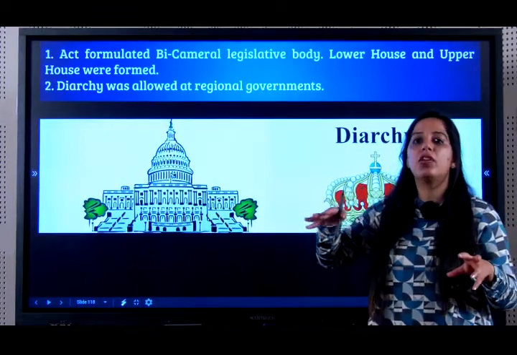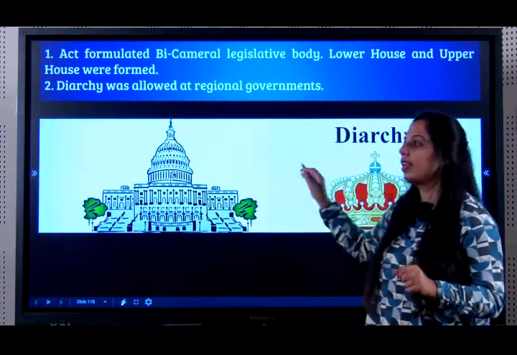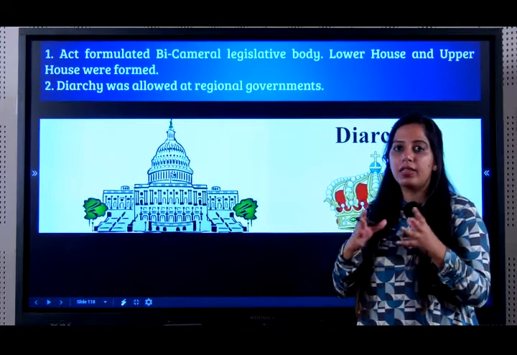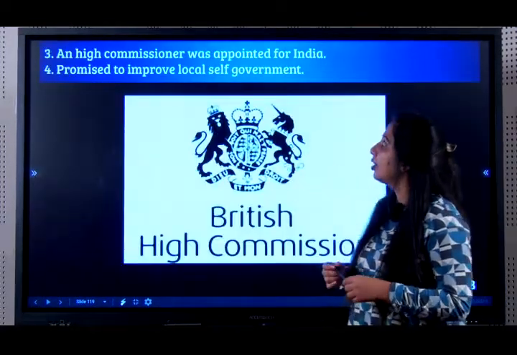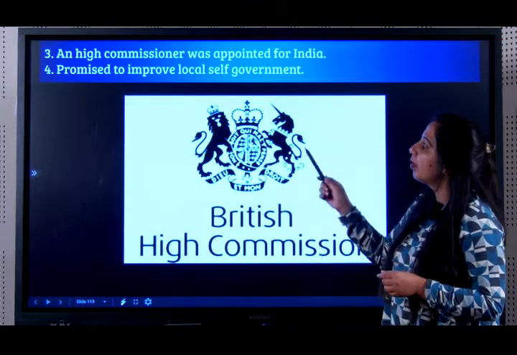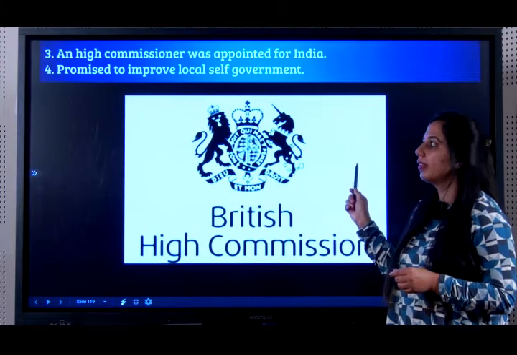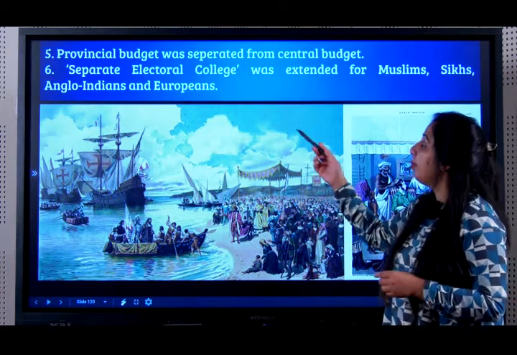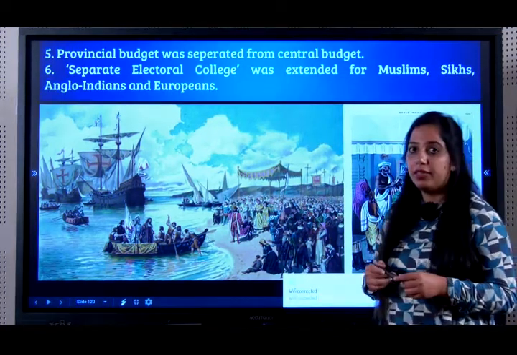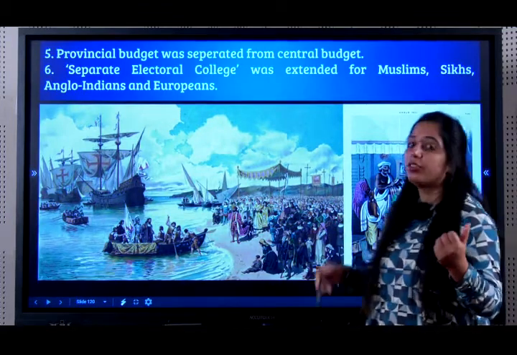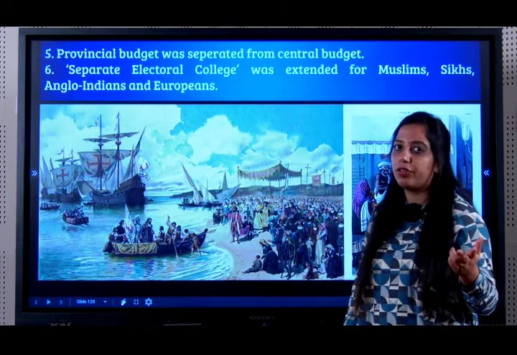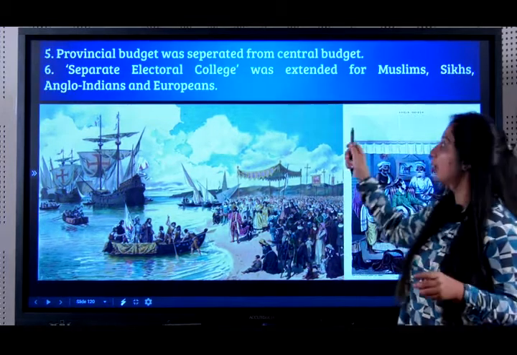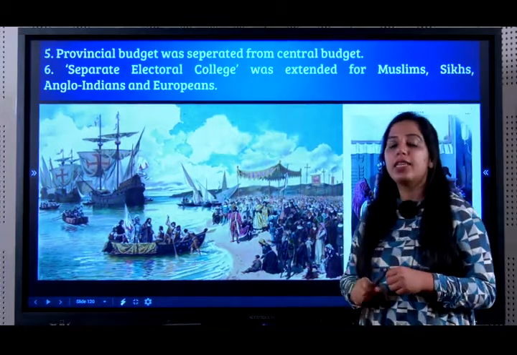It was there at the regional level or the state level, but at the central level there was no such diarchy. There was the entire control of powers with only the council under the Viceroy. And a High Commissioner was appointed for India, and it promised to improve local self-government. Provincial budget was separated from central budget. Separate Electorate College was now extended from just Muslims to Sikhs, Anglo-Indians and Europeans.